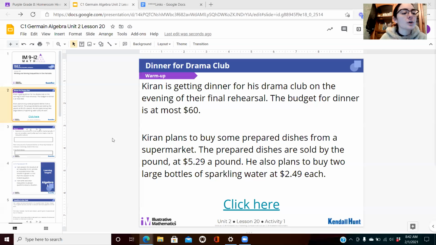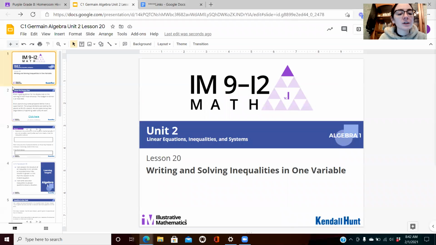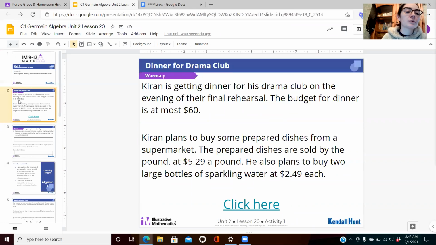I wanted to do. So we are looking at writing and solving inequalities in one variable. If we're looking at this warm up, this is getting us ready for math this morning. Kieran is getting dinner for his drama club on the evening of their final rehearsal. The budget for the dinner is at most $60. Think about what that phrase, at most, means when we're talking about inequalities. That's the first thing I want to point out to you today.